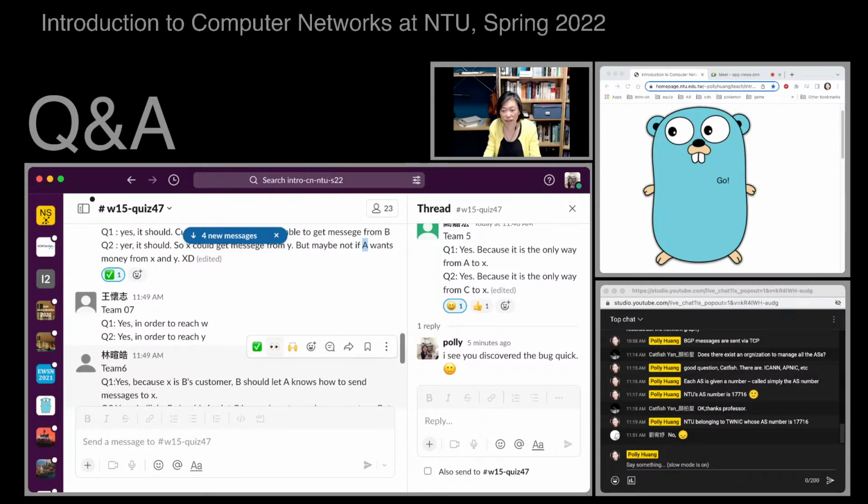Team 7 is obviously thinking, hey, it's a tree network, right? If A does not send ABX, then provider C and the customers of C will all be disconnected. That's a major deal. That's a major issue, in fact.